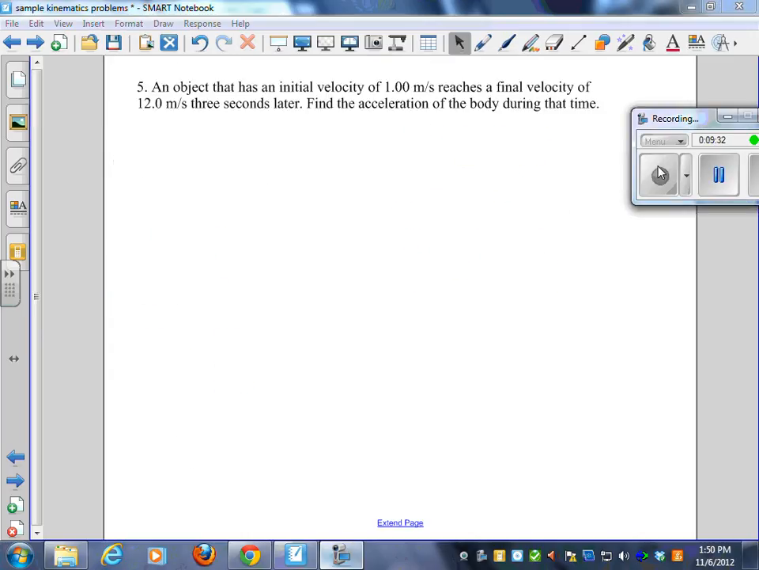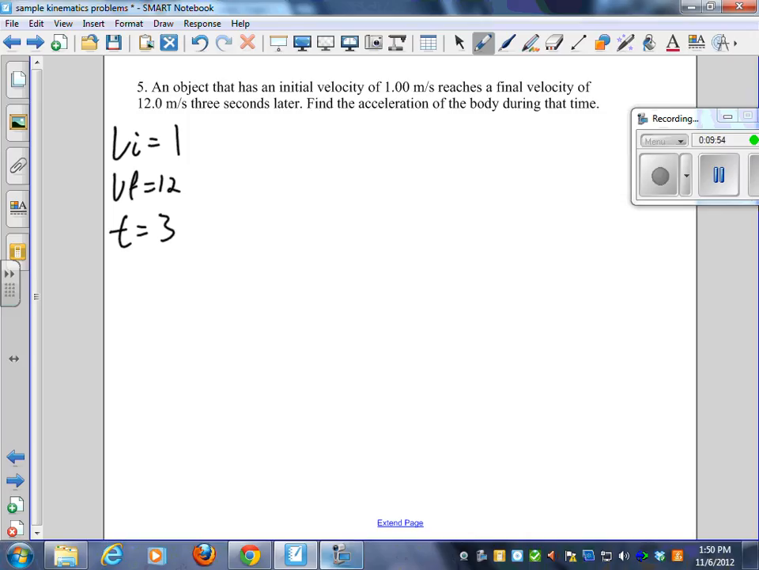All right. Once again, a really good idea is to write out what you know. An object has an initial velocity of 1 meter per second. VI is 1. It reaches a final velocity of 12 meters per second. VF equals 12. 3 seconds later, time is 3. Find the acceleration. Okay, find the acceleration. Acceleration is change in velocity over change in time.